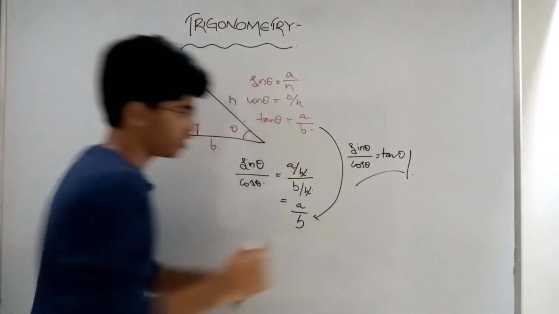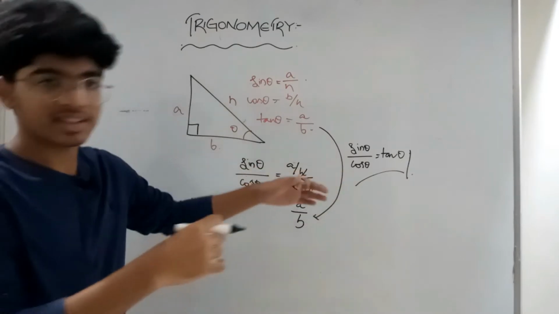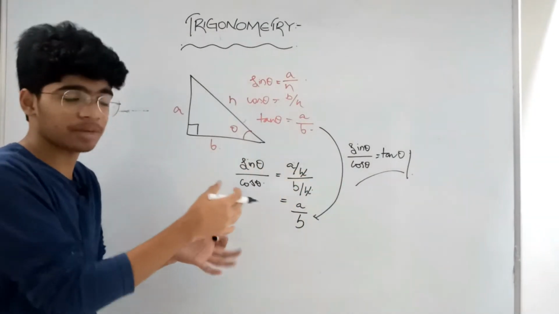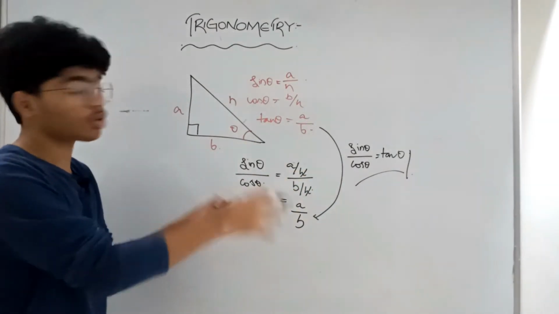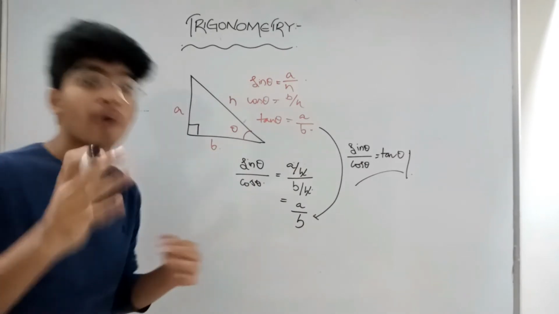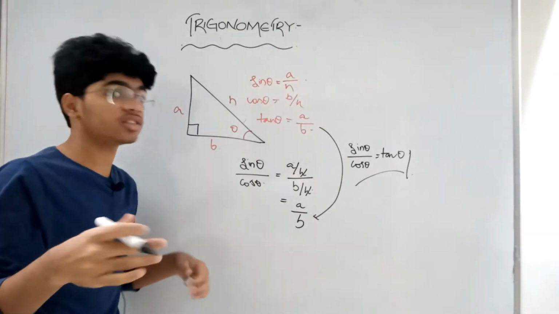So we got a new identity revealed down here. That is the thing I missed in yesterday's class, the previous video's class. So we're going to be jumping into the topic of values of trigonometric ratios in different angles.